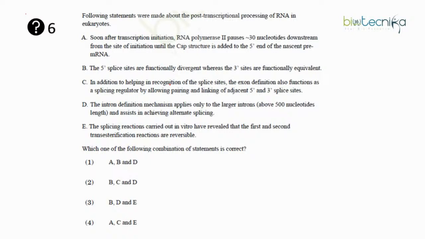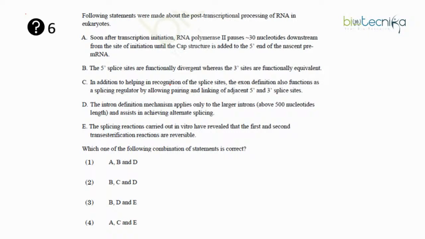Okay. Moving on to another question, question number 6. So, following statements were made about the post transcriptional processing of RNA in eukaryotes. First statement: soon after transcription initiation, RNA polymerase 2 pauses 30 nucleotides downstream from the site of initiation until the cap structure is added to the 5' end of the nascent pre-mRNA. Statement B: the 5' splice sites are functionally divergent, whereas the 3' splice sites are functionally equivalent.